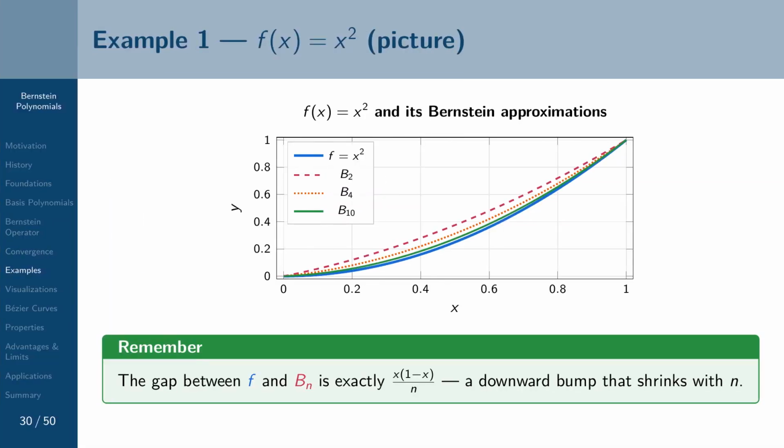Here is the same statement in a picture. The true parabola in blue and the Bernstein approximations for n equal to 2, 4, and 10. Each approximation lies slightly below the parabola, and the gap is exactly that downward bump, x times 1 minus x over n, which shrinks as n grows. By n equal to 10, the curves are already very close.